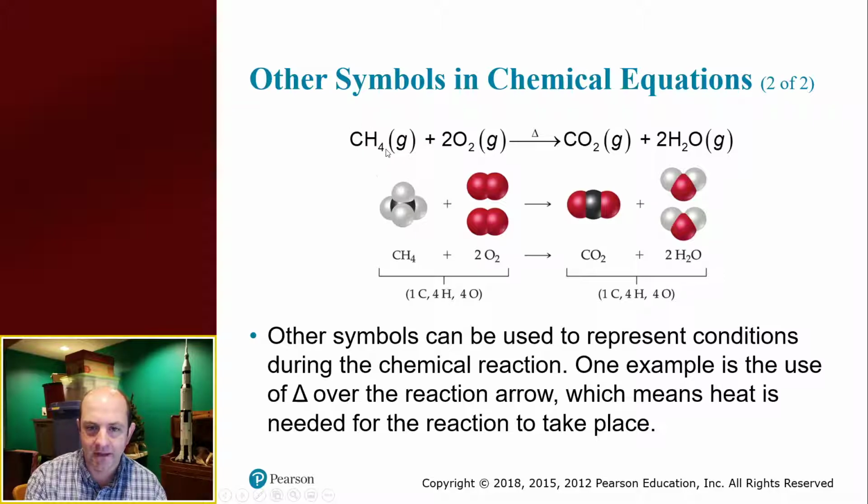So you take methane plus some oxygen, add a little bit of heat, maybe a flame, maybe a spark, and then it will react to make carbon dioxide and water. In this case, it's kind of the activation energy. If we have a catalyst in a reaction, the catalyst would also go above the arrow.